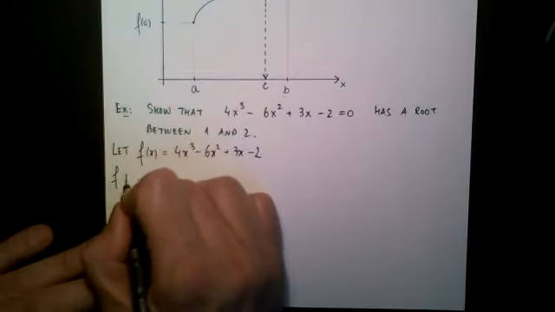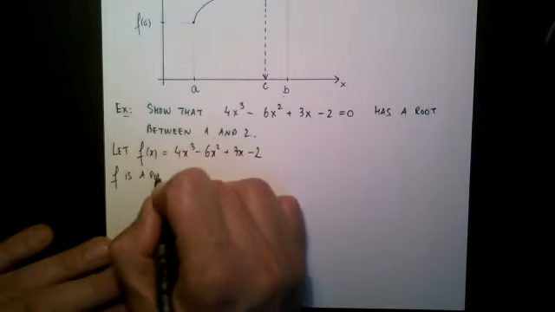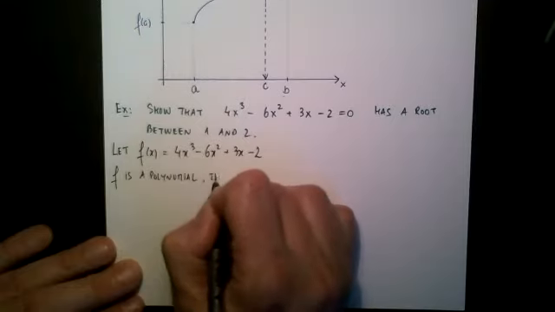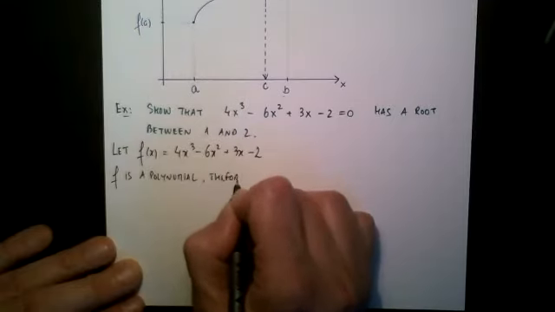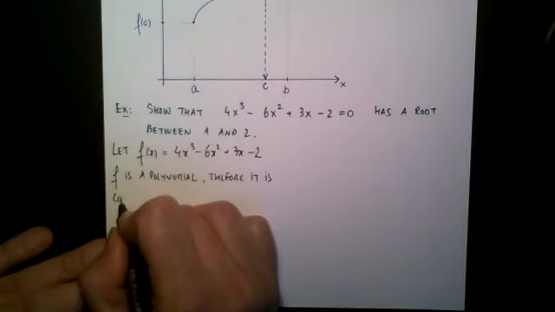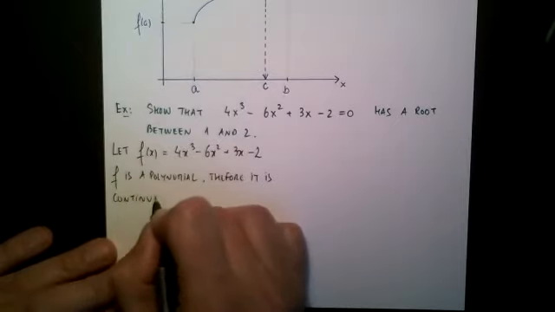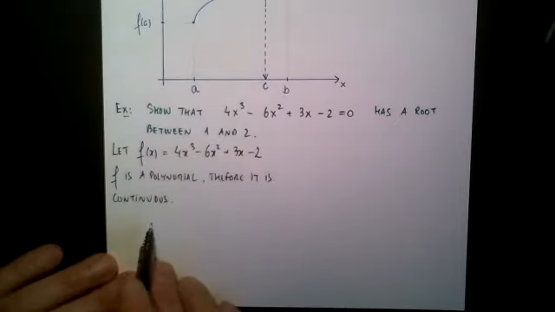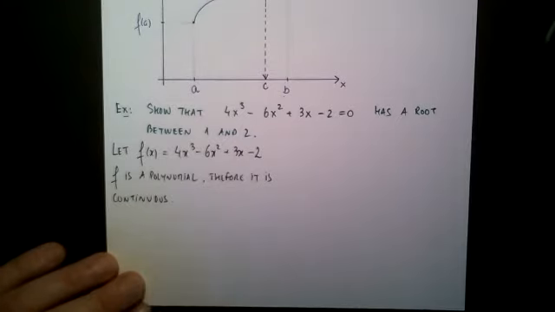f is a polynomial, therefore it is continuous. It's important that I check that the function is continuous. If it's not continuous, I'm not allowed to use the intermediate value theorem.